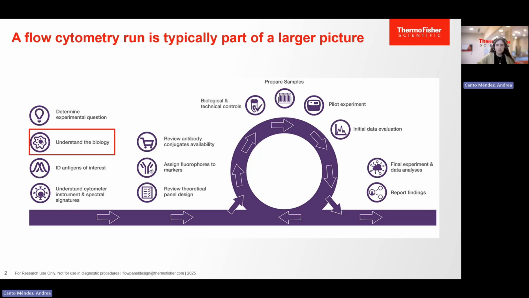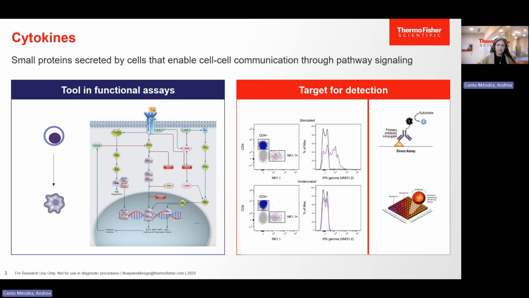But today, we are going to take a step back, as I said before, and focus on the very beginning of the story, which would be the biology of our sample. And specifically, we are going to talk about cytokines. As you might know already, cytokines are small proteins secreted by cells, and they enable cell-to-cell communication through pathway signaling.